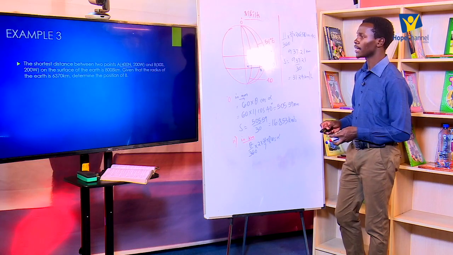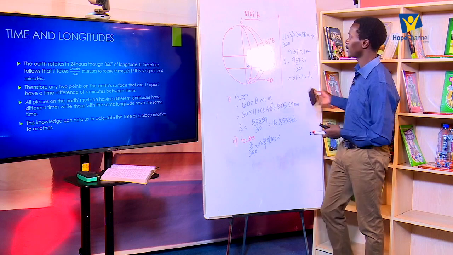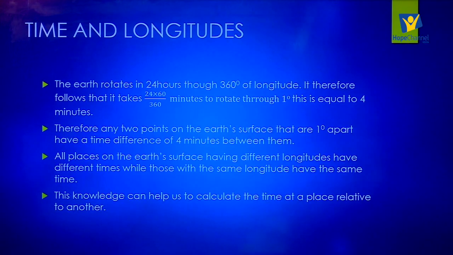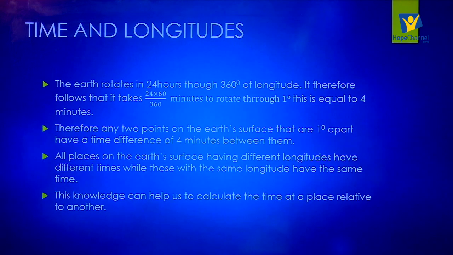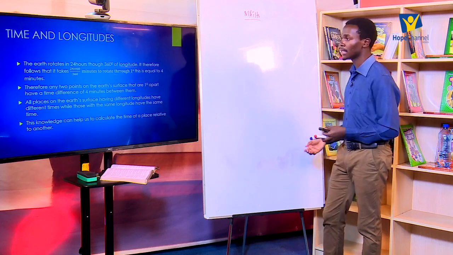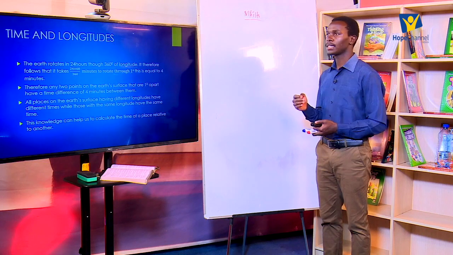Now the next thing that we want to look at is time and longitudes. This one I know it has been tackled in geography. Now we know that the Earth rotates on its own axis. So for it to make one complete rotation, it takes 24 hours. And since it's 24 hours and it's a complete rotation, the angle that it shall have covered will be 360 degrees.